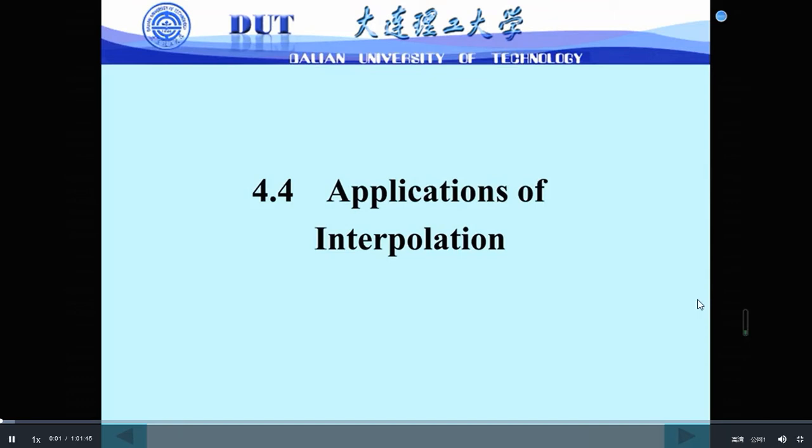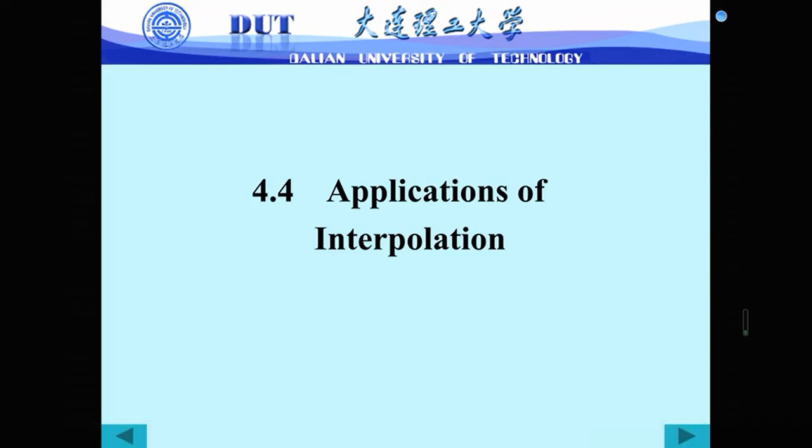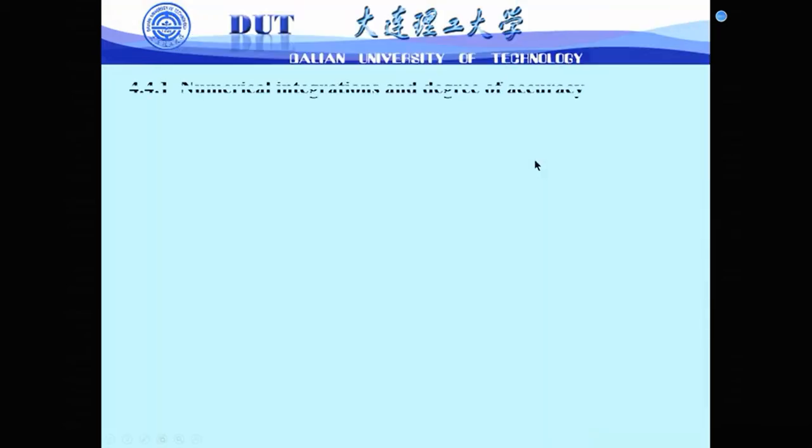Hello everyone, let's come to section 4, Applications of Interpolation. The first subsection, we consider numerical integrations and the degree of accuracy. So, the topic of this subsection is about the numerical integrations.